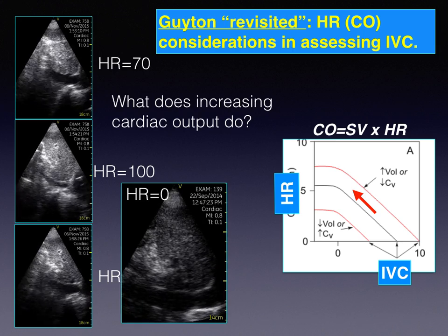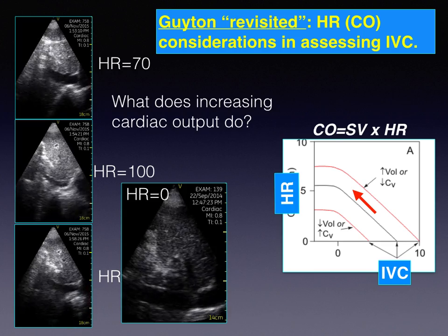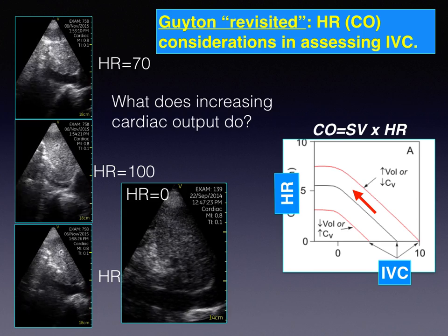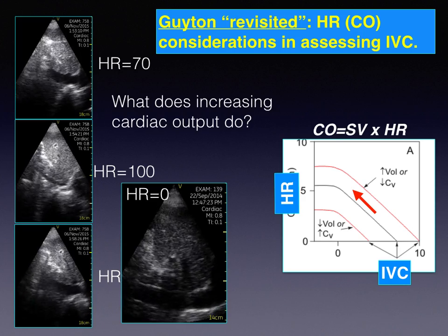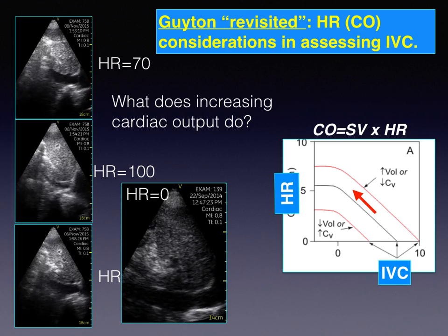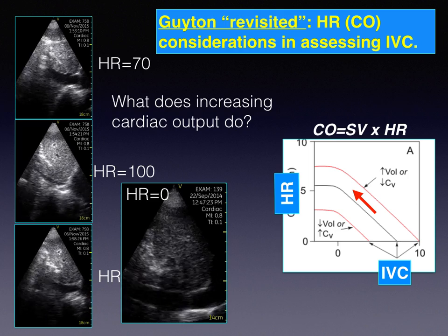Here's the extreme scenario in a patient who has coded and passed away, where his heart rate is 0. So when his heart rate is 0, one would wonder what his IVC would look like. Well, his IVC is dilated, as there's nothing to offload this venous return.